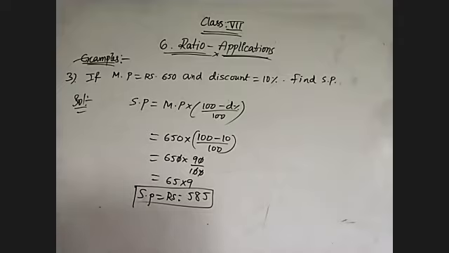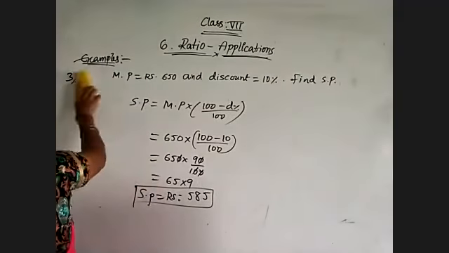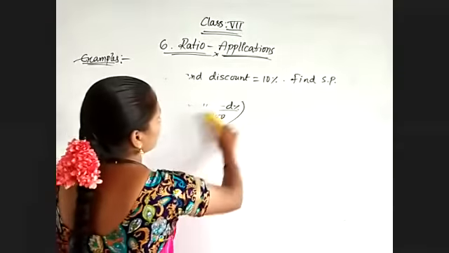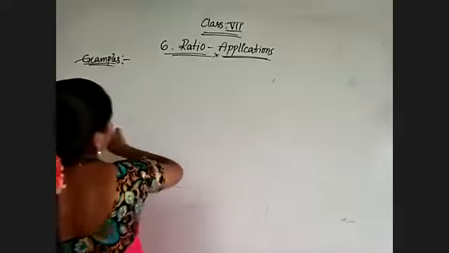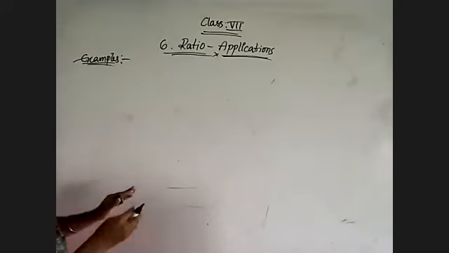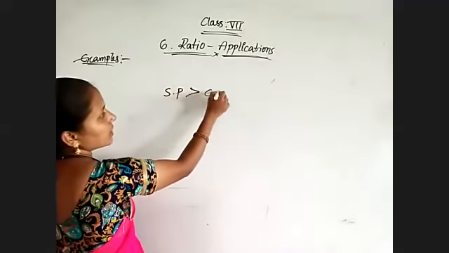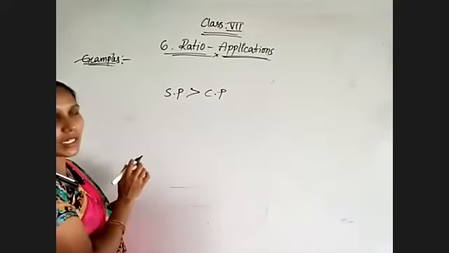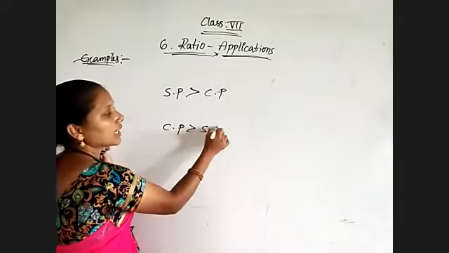Now coming to the next type of question, depending on profit, loss, profit percentage and loss percentage. Before that, observe the conditions when we get profit and when we get loss. See, SP is greater than CP. Selling price is more than cost price, then we will get profit. And when CP is more than SP, then we will get loss.